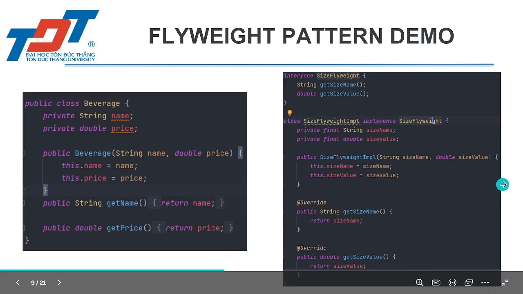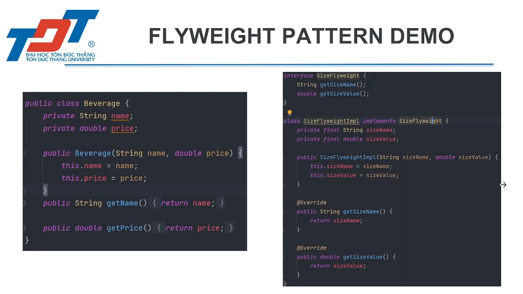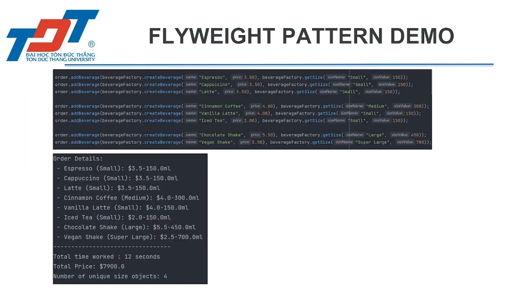We have some code here. Here we add a total of eight beverages, but with just four sizes of beverage: small, medium, large, and super large. So it takes a total of 12 seconds, instead of if we create each beverage separately, it will take 24 seconds.